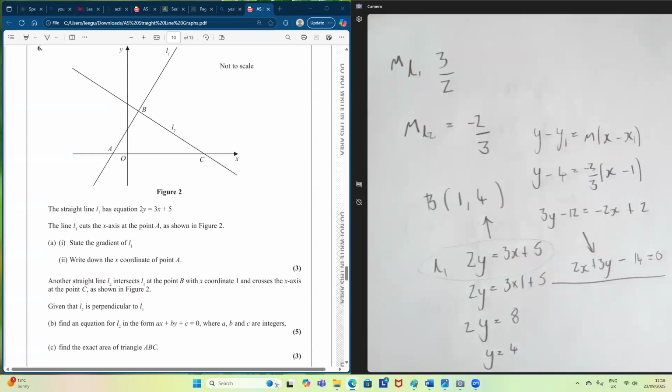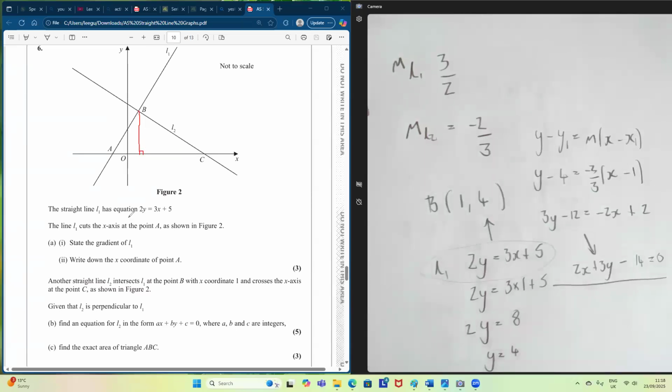Find the exact area of the triangle ABC. So let's have a look. Now, this is interesting, and this often causes confusion for students. One of the first key things that we need to do in order to find the area of this triangle is to understand that we essentially have the perpendicular height of this triangle, as I've just indicated on that sketch there.